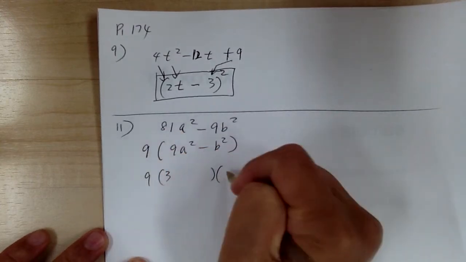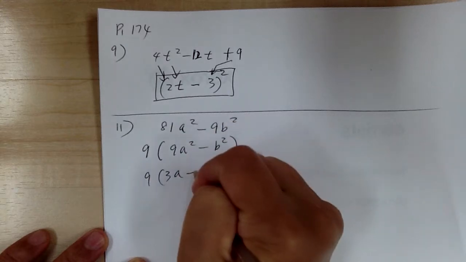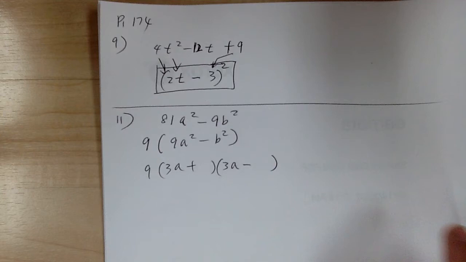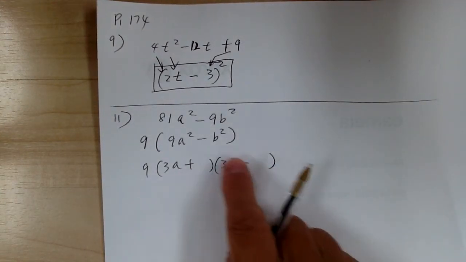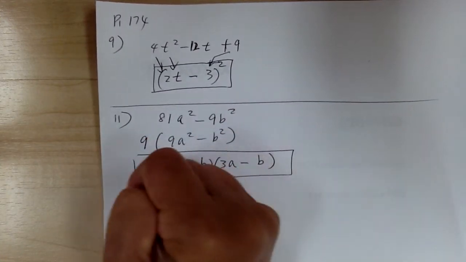Okay, so you're going to get 3 times 3 gives you 9. a times a gives you a squared. Plus times minus. So I like to put a plus first. That way you cut down on careless mistakes later on. So plus times minus gives you minus. b times b gives you b squared, and that's it.